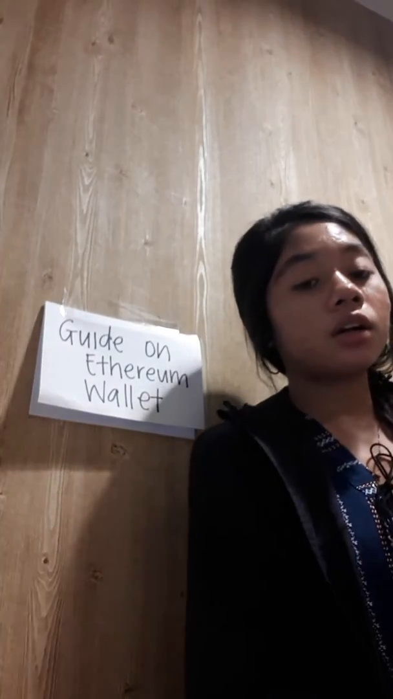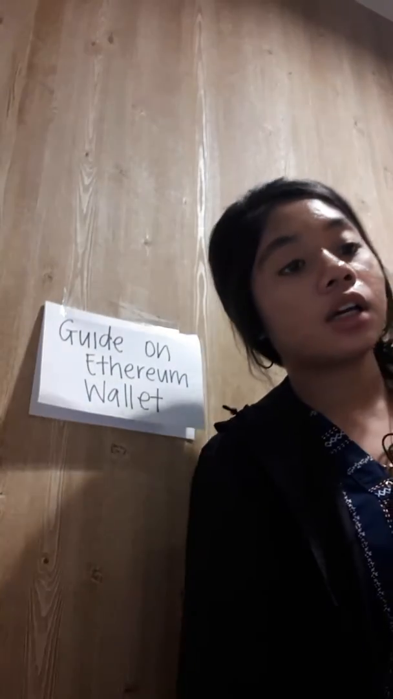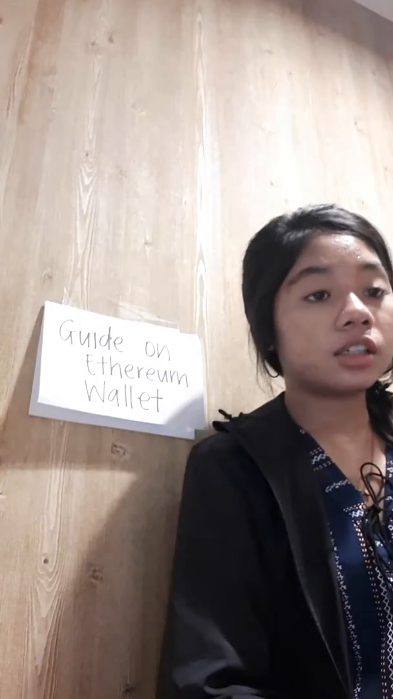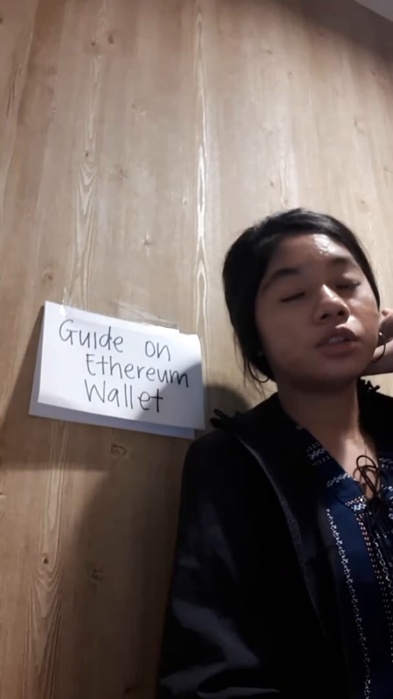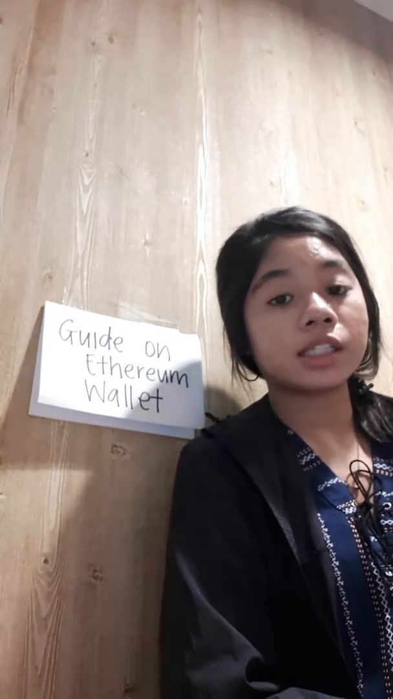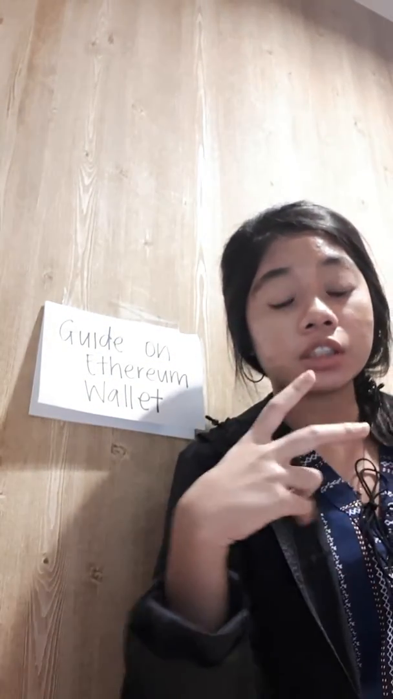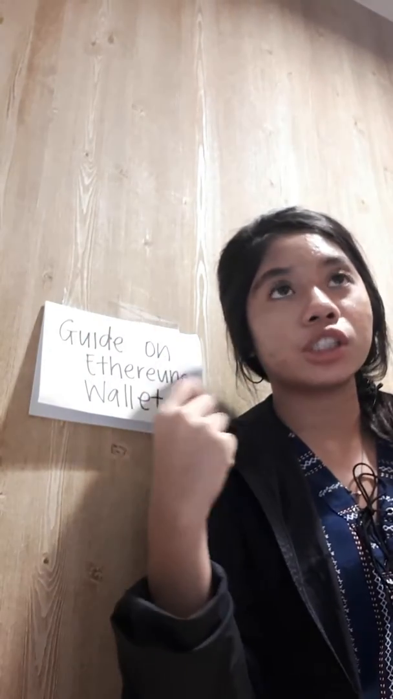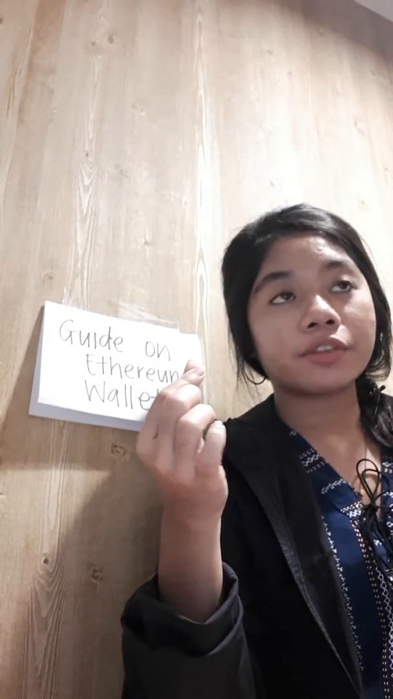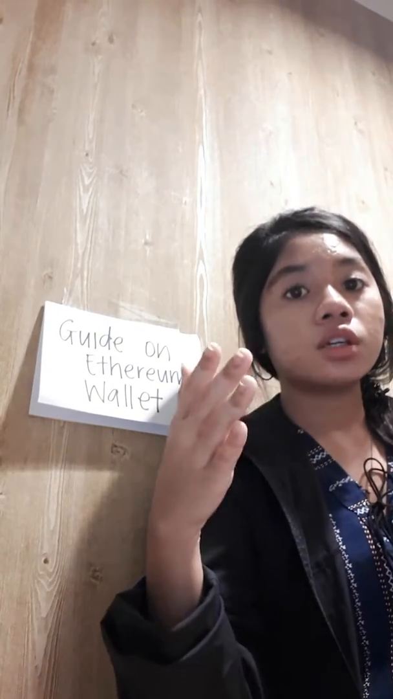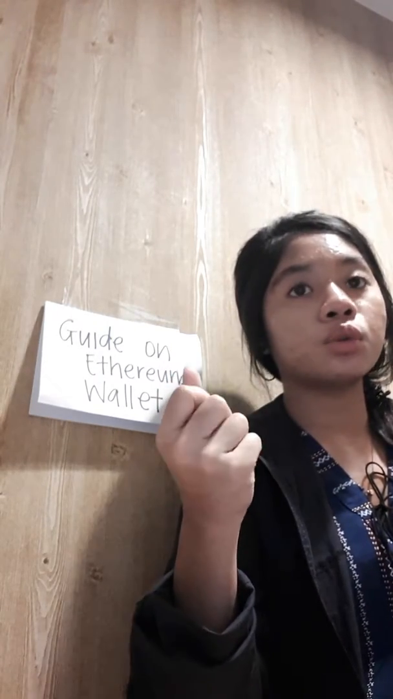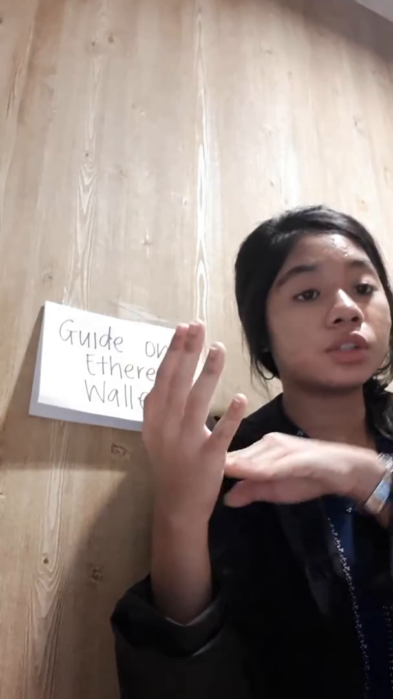I will get back on the topic of guide on Ethereum wallet. So before you can even trade your Ether, which is the coin named Ether, you need a place to store it. Am I right? It's like you have money, physical money. You have to put it somewhere. You cannot just hold on to it. Like for example, you have different notes. You cannot possibly hold on to it. You have to put it inside the wallet to keep it secure and safe. Am I right?